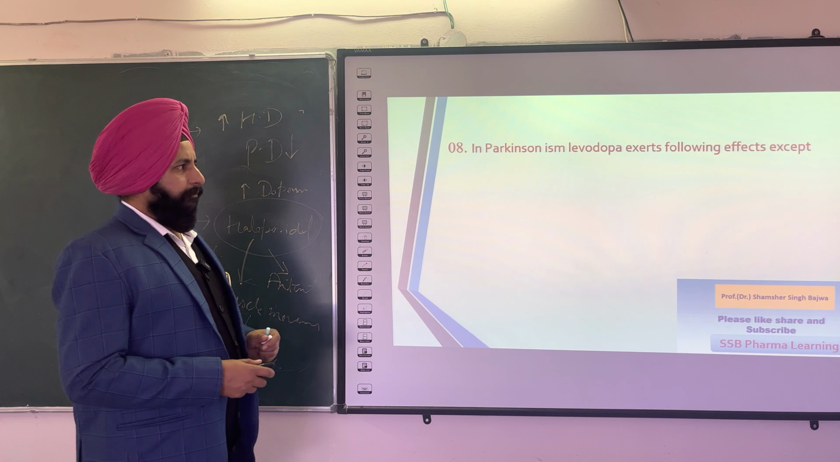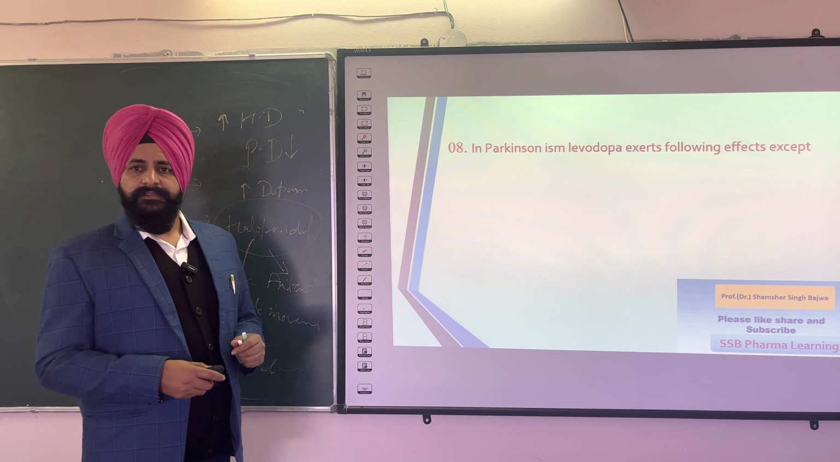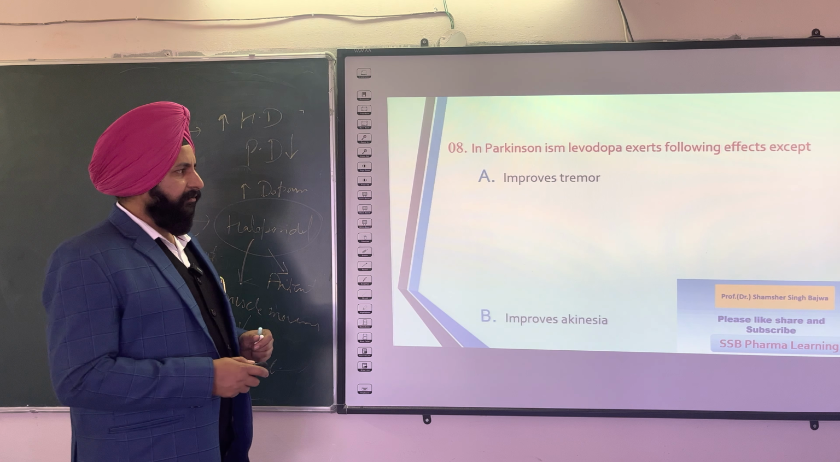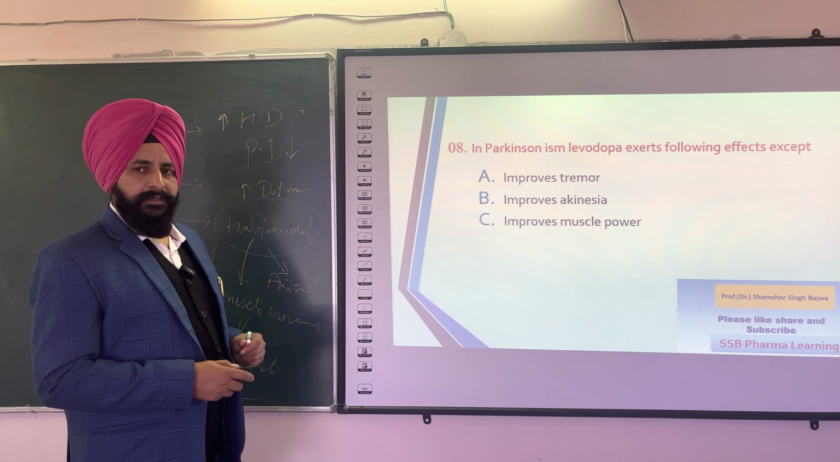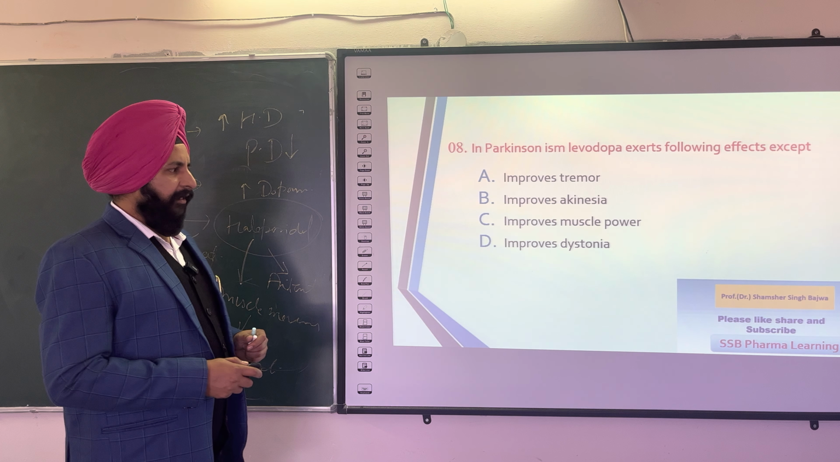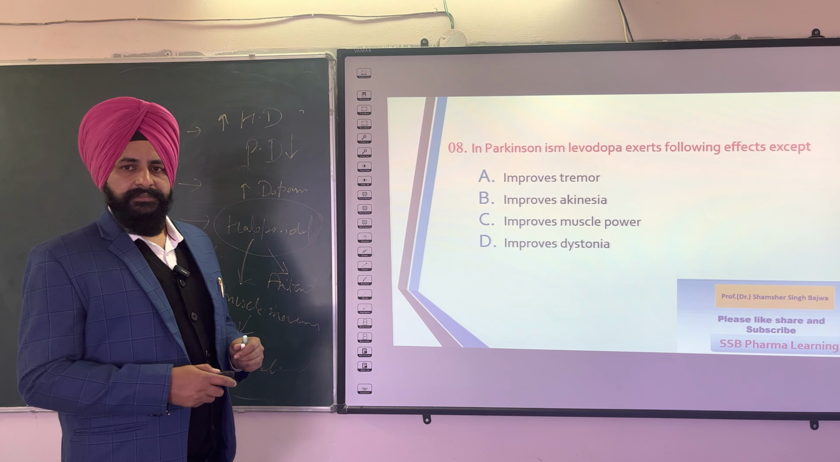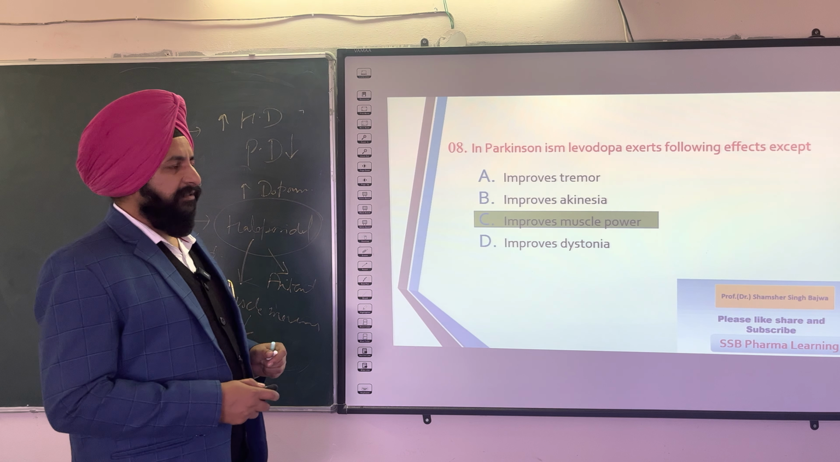Next question is, in Parkinsonism, levodopa exerts the following effects except: improve tremors, improve akinesia, improve muscular power, and improve dystonia. You choose the right answer for this question. The right answer is improve muscle power.